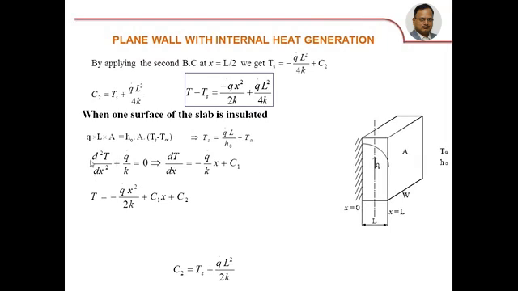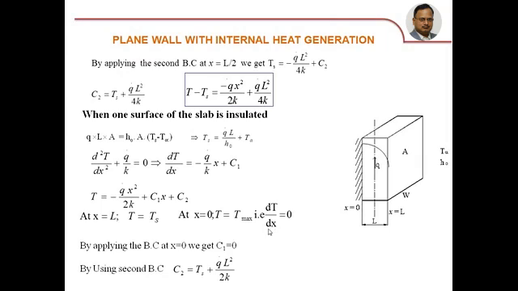And again, by applying the general conduction heat equation with internal heat generation, you will get T equal to minus q dot x square by 2k plus C1 x plus C2. So use the first boundary condition at x equal to L, T equal to Ts, and at x equal to 0, T equal to T maximum, that is dT/dx equal to 0. If you use this condition, you will get C1 equal to 0, and by applying the second boundary condition, that is at x equal to L, T equal to Ts, you will get C2 equal to Ts plus q dot L square by 2k, and hence the temperature distribution equation becomes T minus Ts equal to minus q dot x square by 2k plus q dot L square by 2k.